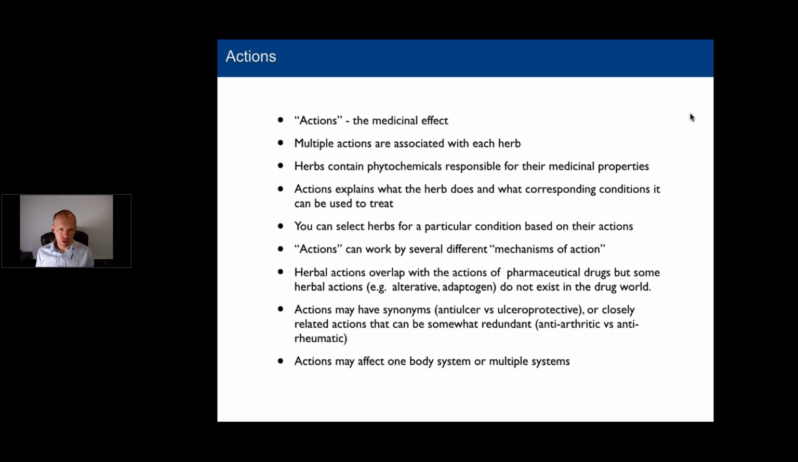Now, another thing that can be a little confusing is that actions can have different synonyms, meaning having multiple words that mean the same thing. So you could have a herb that's used to treat stomach ulcers, and one book might say anti-ulcer, another one might say ulcer protective, and there isn't going to be a big difference between that.